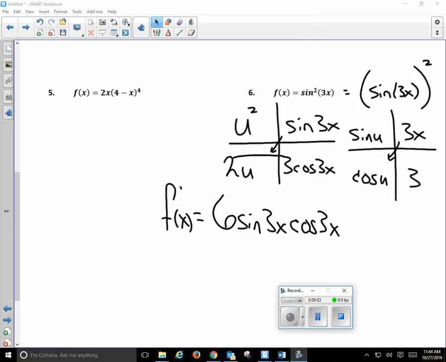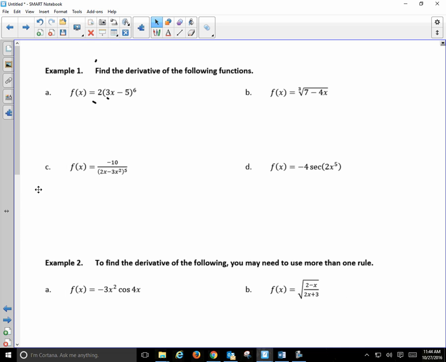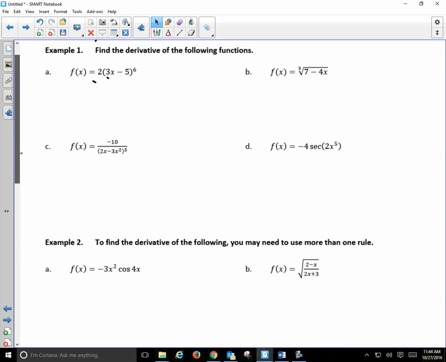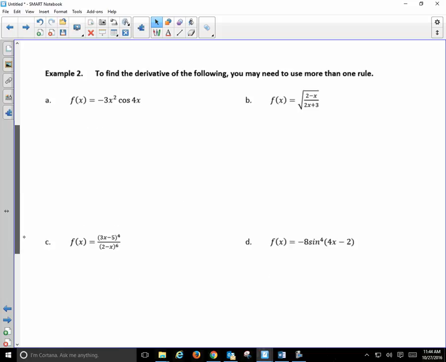So there you go. Let's flip it over to the next side. Hopefully you guys had a good lunch. We're going to skip example 1, A, B, C, and D, because I think you already know how to do that. Those are examples where we do just one step of the chain rule. And you guys got great at that yesterday. So let's move on to more difficult things.